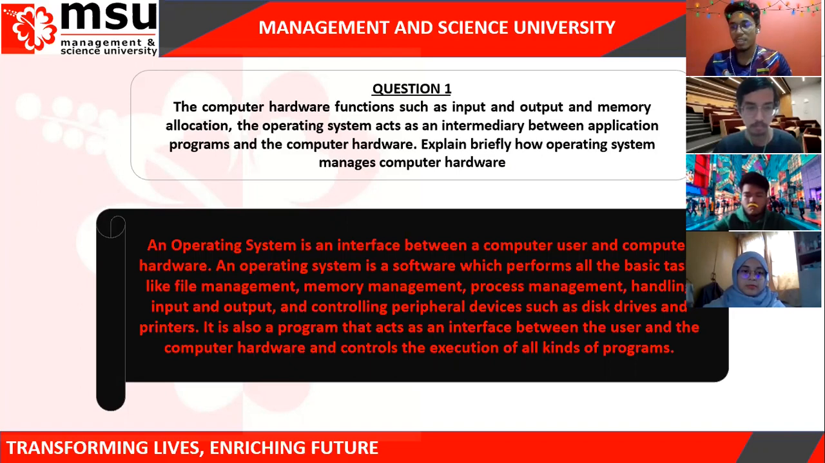Next, the processor management. An operating system keeps track of the processor and the status of the process. The program responsible for the task is known as the traffic controller. It also allocates the processor, the CPU, to a process and deallocates the processor when a process is no longer required.